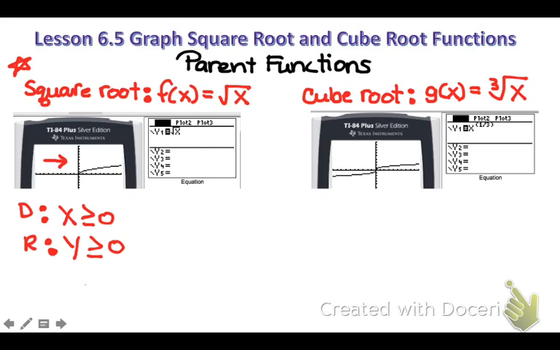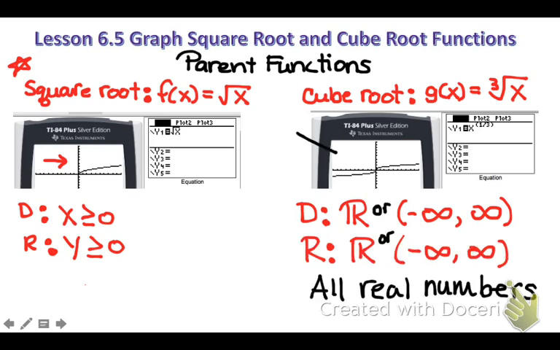All right, so let's look at the cube root. So you can do the cube root of negative numbers, positive numbers, etc. So the domain and the range will be all real numbers. We could write it like that, or we could write it as negative infinity to positive infinity, and the same thing for the range. So I have my parent function graphed here, and you see it's snake-like, and it extends into different quadrants.